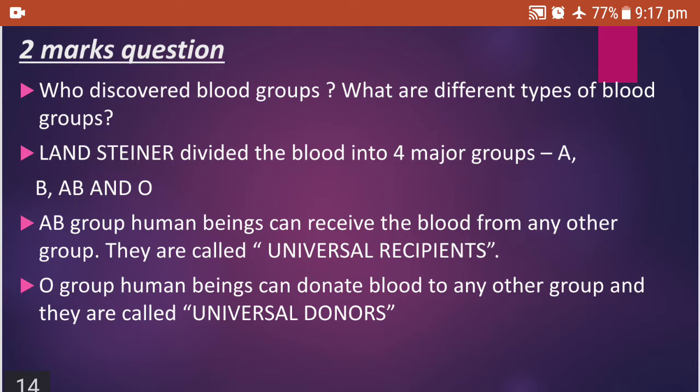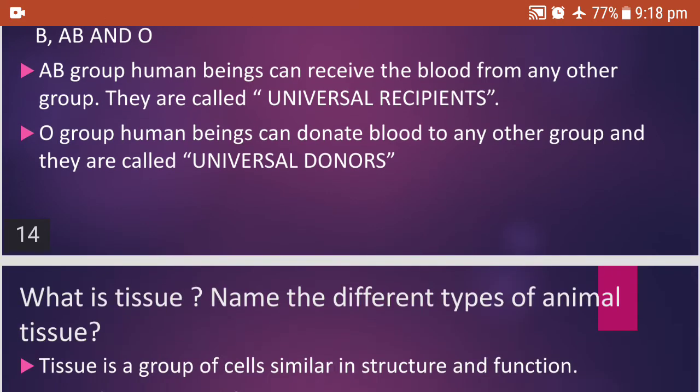Now let us see a few 2 marks questions. Who discovered blood groups? What are the different types of blood groups? Landsteiner divided the blood groups into 4 major groups. Blood group A, blood group B, blood group AB, and blood group O. AB group human beings can receive blood from any other group. They are called the universal recipients. Whereas blood group O human beings can donate blood to any other group and they are called the universal donors.